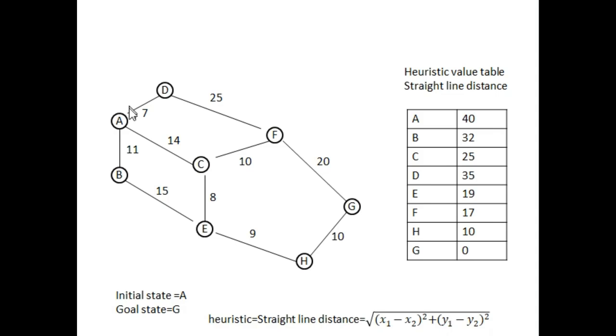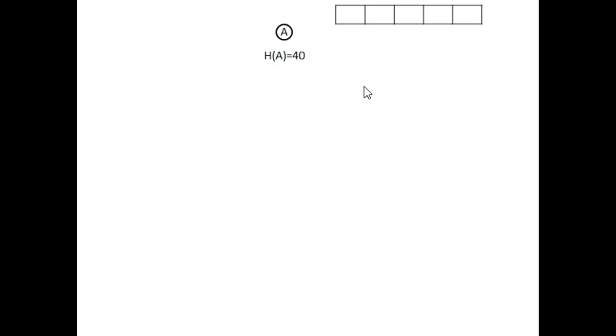So we will move from initial state A to G by using the best first search. That search technique will use this table as heuristic values. Just look at this slide: A is our initial state, and we will consider this node as a root node, and we will use the queue to visit this graph to solve this problem.